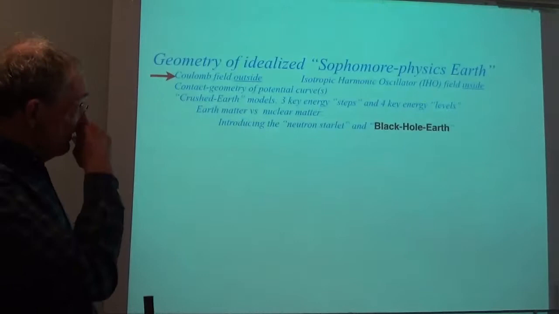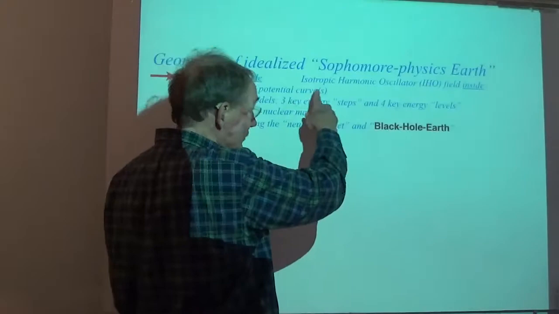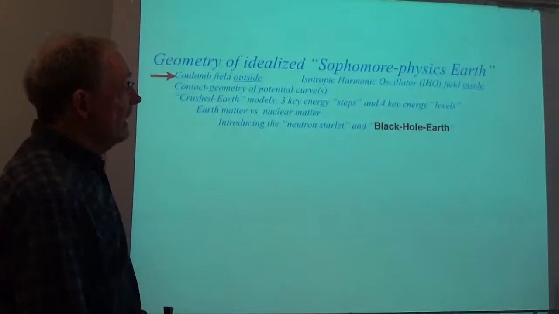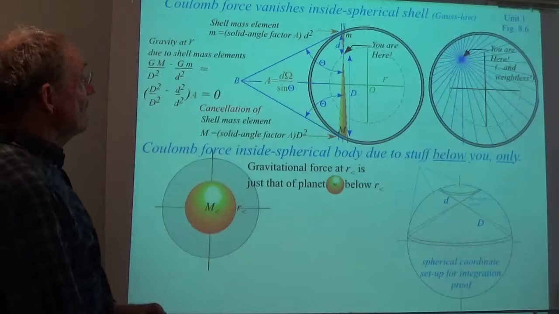Anyway, what I want to do now, in the last few minutes here, is talk about the Coulomb field inside, and it's not called Coulomb, it's called an isotropic harmonic oscillator, IHO. Well, let's just look at it from various points of view. First of all, why do we have that? And this is something I'm just going to breeze through.